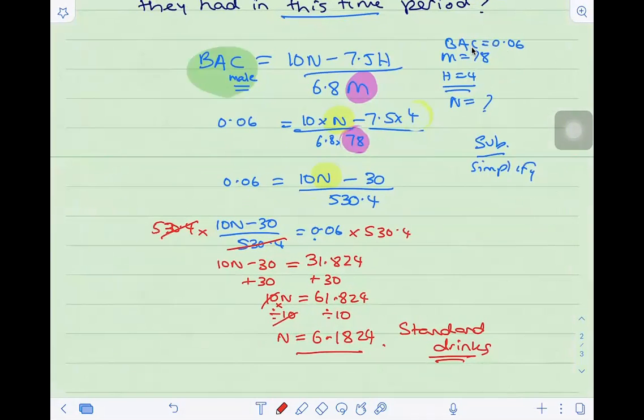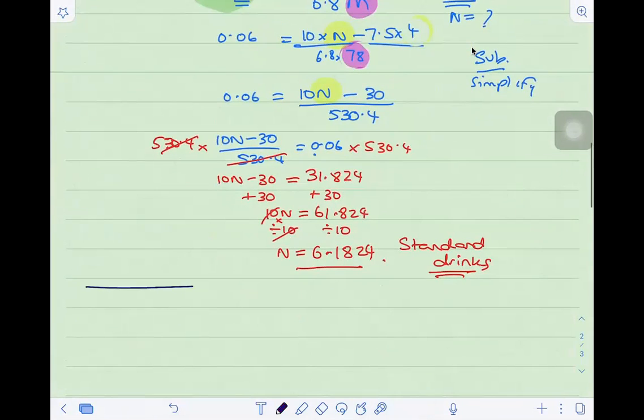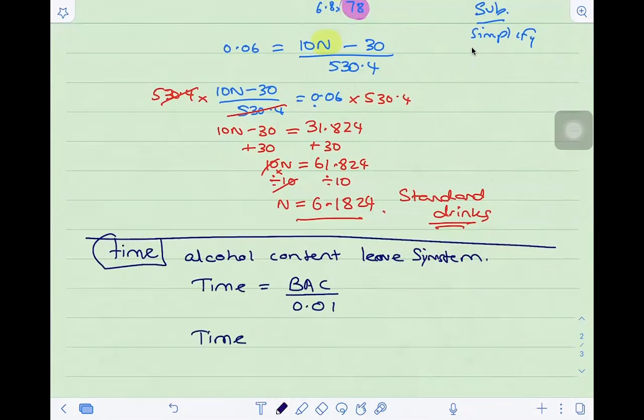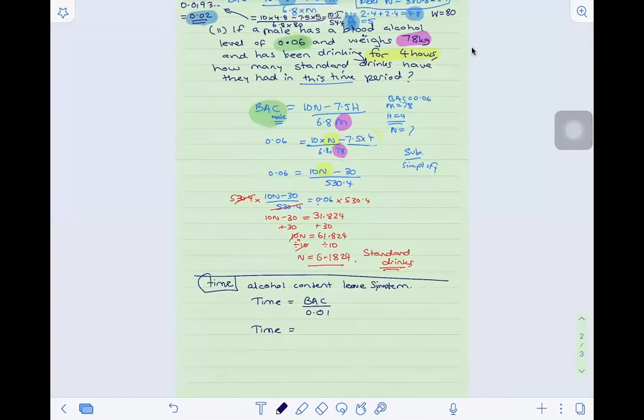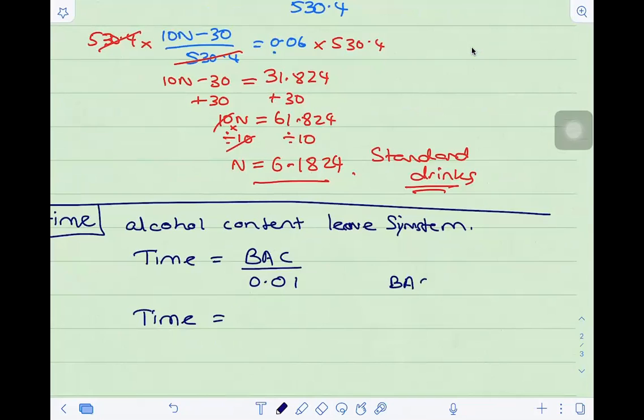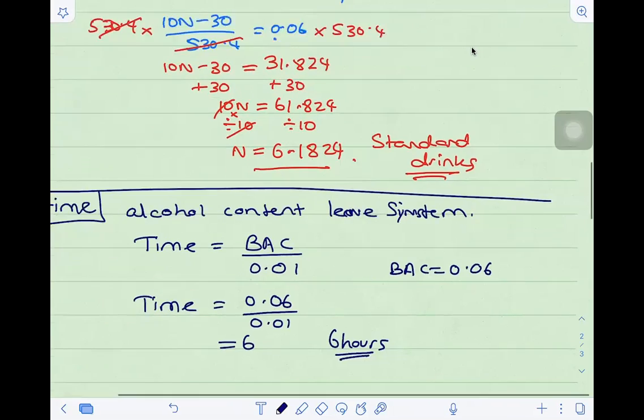Okay. All right. Now there's one more type of question we'd like to look at, and it's the time for the alcohol content to actually leave the system. There's a nice little formula for this. The time will be whatever your BAC is over 0.01. So if we use exactly the same question, the blood alcohol content in this one was 0.06. So 0.06 over 0.01, which is 6. So it would actually take 6 hours for this much alcohol to leave the system.